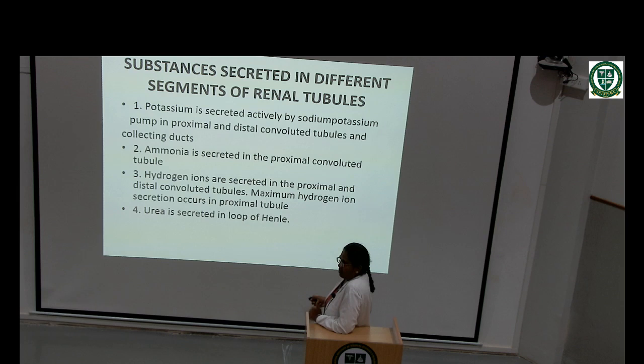So these are the steps for urine formation. Here I mainly concentrated on GFR.